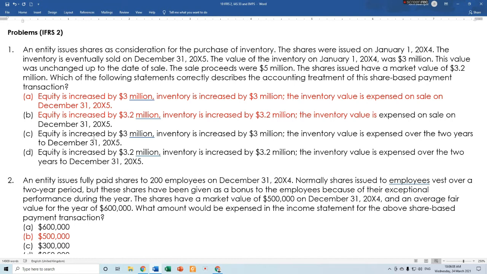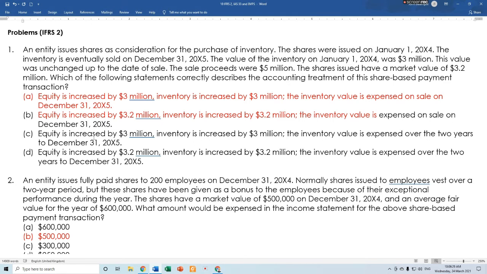The value of the inventory on January 1, 20X4 was 3 million. This value was unchanged up to the date of sale. The sale proceeds were 5 million. The shares issued have a market price of 3.2 million. Which of the following statements correctly describes the accounting treatment of this share-based payment transaction?